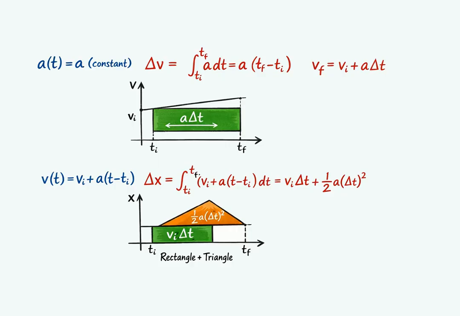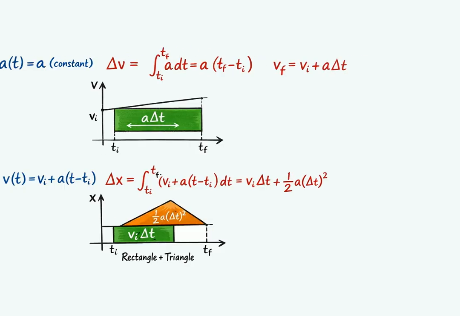If v of t equals v sub i plus a times (t minus t sub i), then delta x equals the integral from t sub i to t sub f of [v sub i plus a times (t minus t sub i)] dt, which equals v sub i delta t plus 1/2 a (delta t) squared, which is the standard displacement relation. In this view, the equations don't feel like formulas dropped from the sky. They are areas under simple shapes: a rectangle plus a triangle, because constant acceleration makes v of t a straight line.